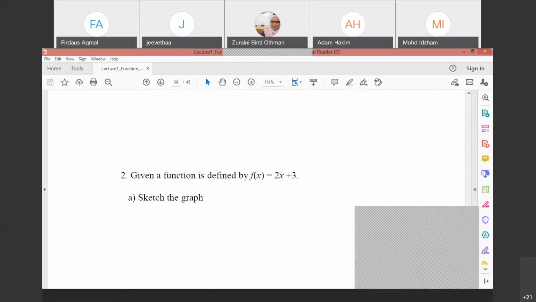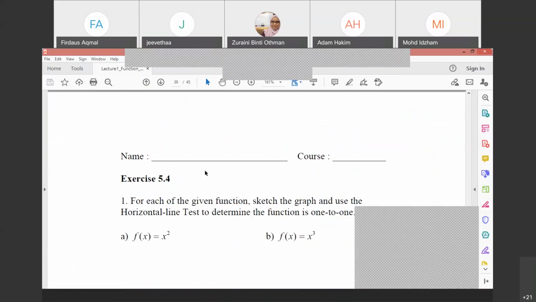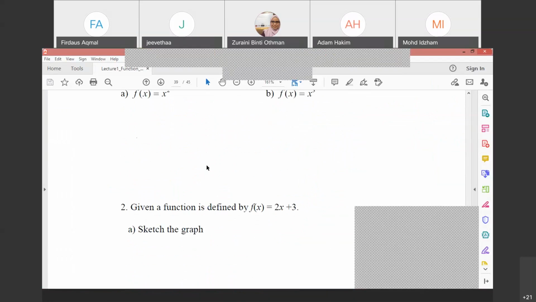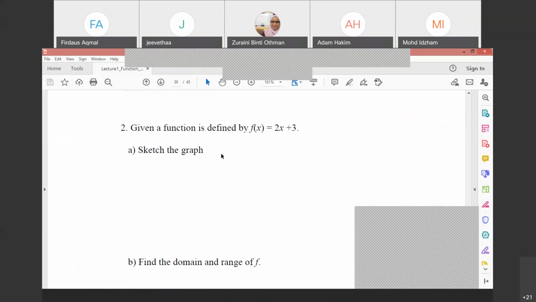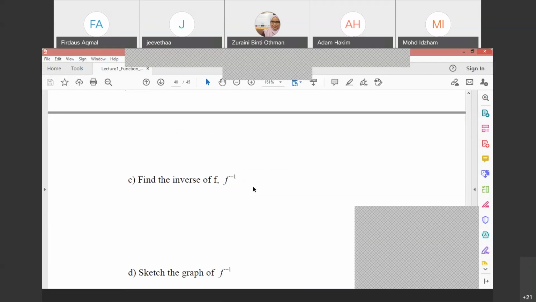Memang tak ada soalan memang. Okay, kalau tak ada, memang faham semua dapat 5 quiz. Okay, sketch the graph sepatutnya dah dapat. Daripada sketching graph ni dah boleh tahu domain dengan range nya. Okay, ni soalan tak ada masalah.